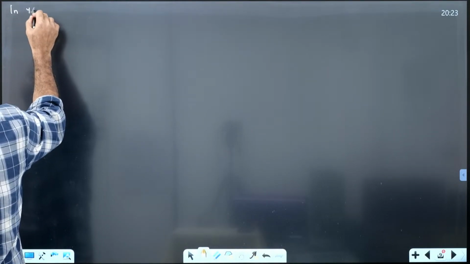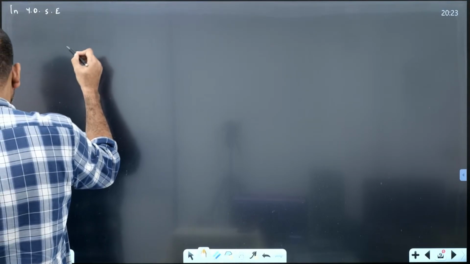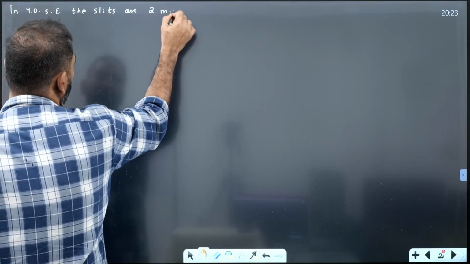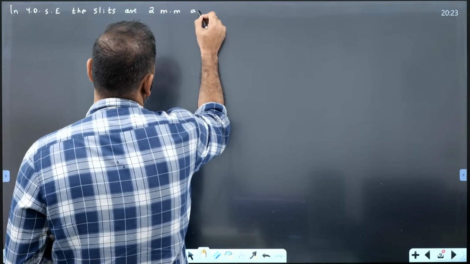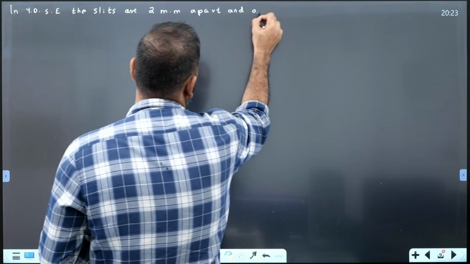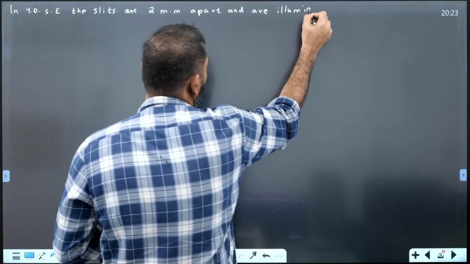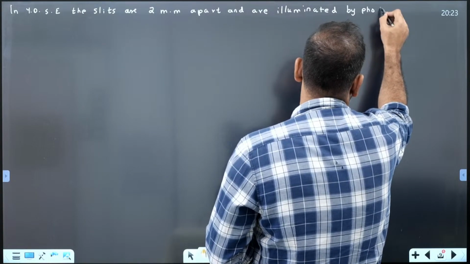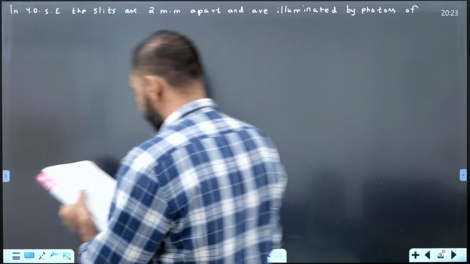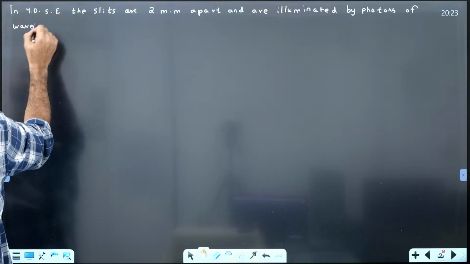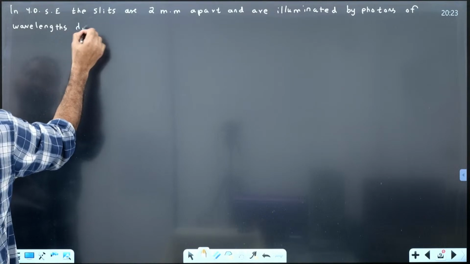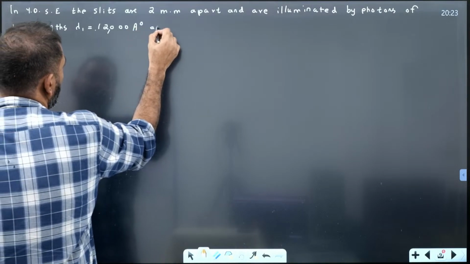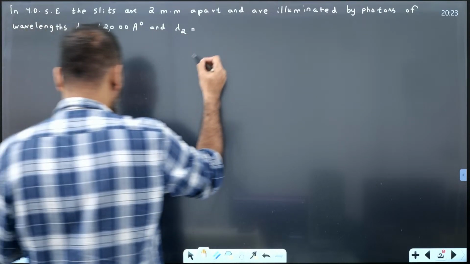In YDSC the slits are 2 millimeter apart and are illuminated by photons of wavelength lambda 1 is equal to 12,000 angstrom and lambda 2 is equal to 10,000 angstrom.